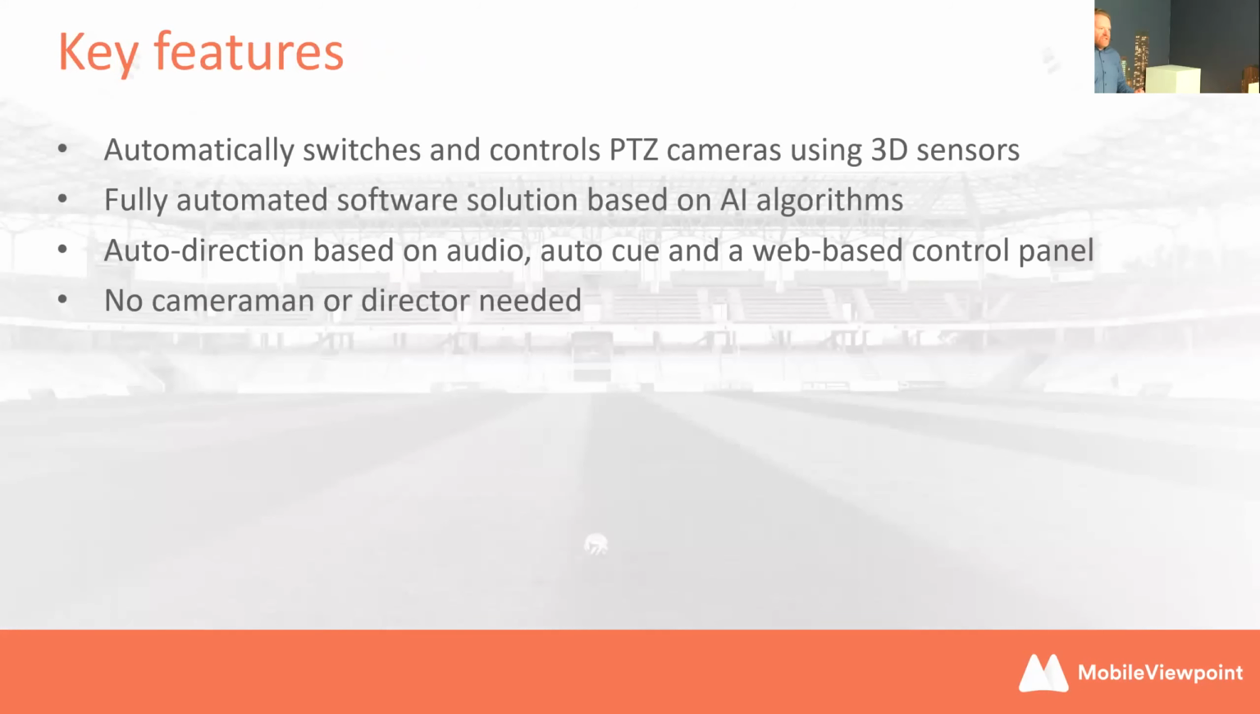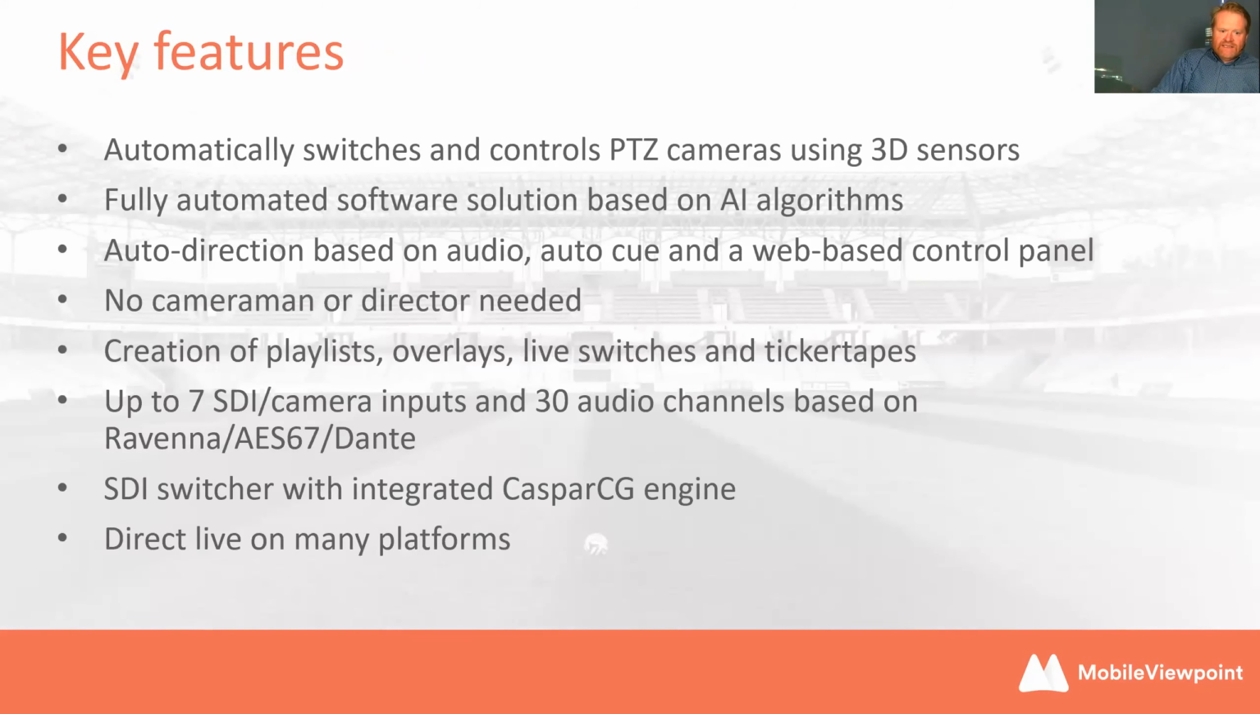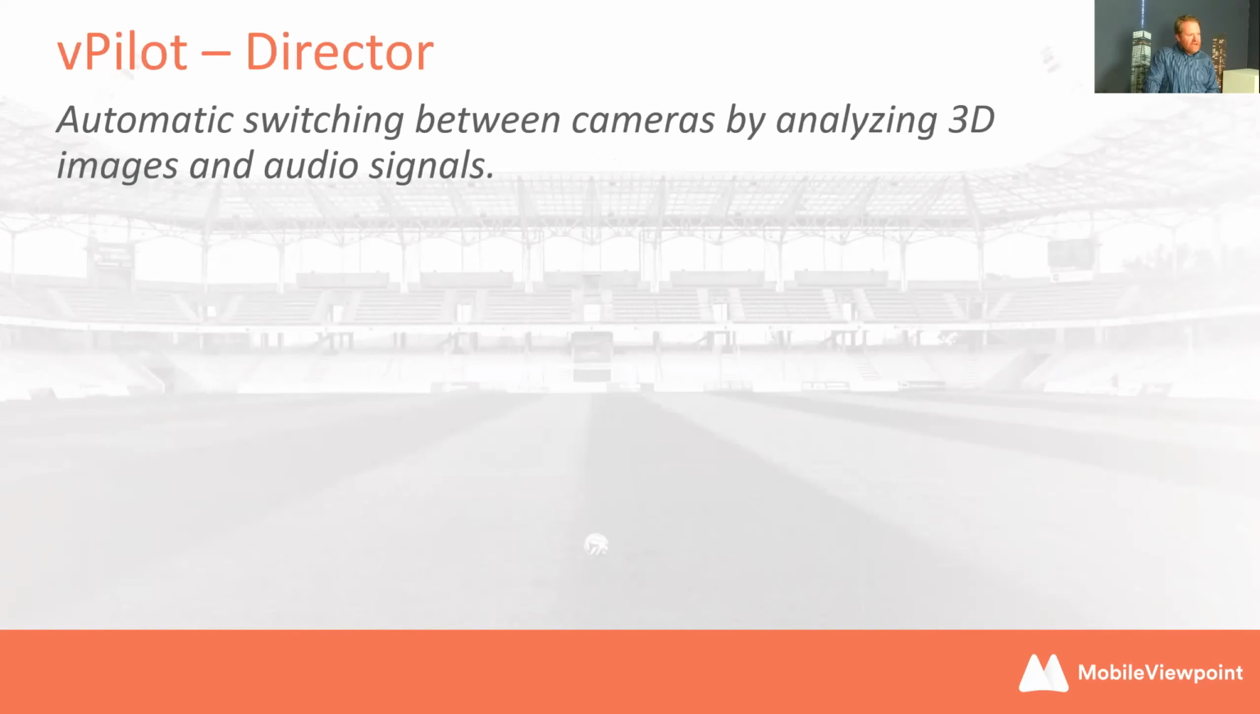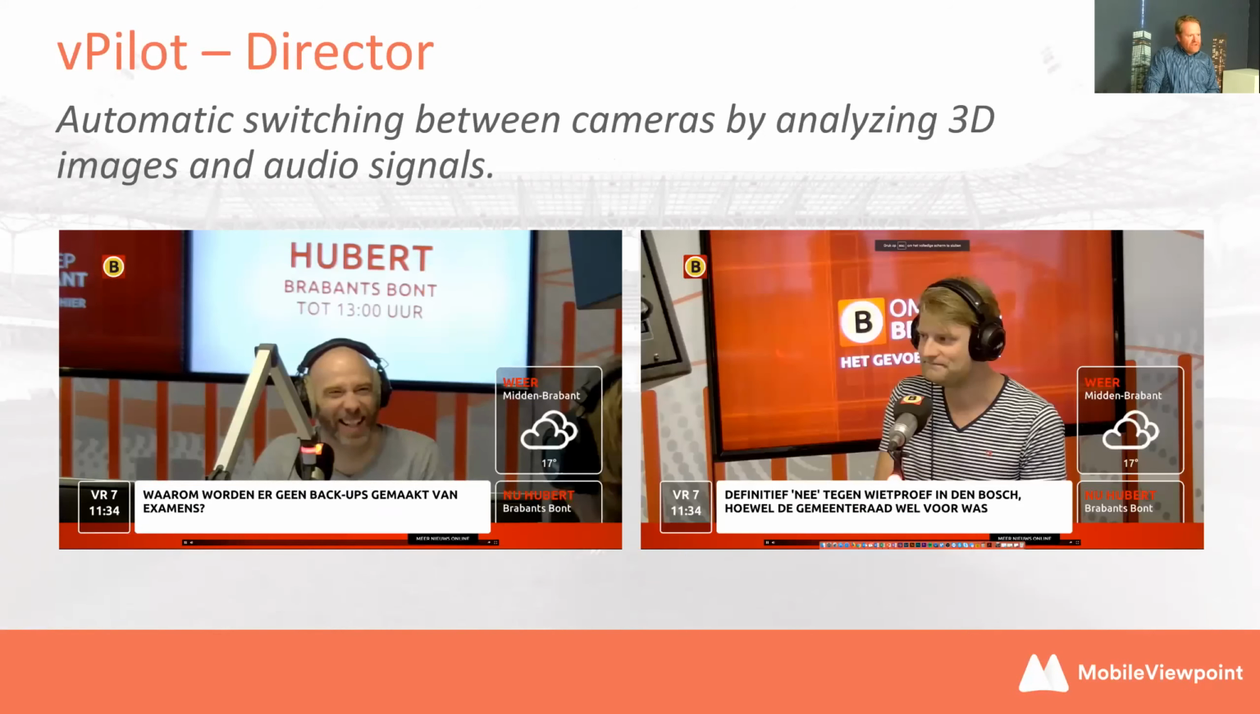So some of the key features here: it's all about the fact that you can create professional productions without the need for camera people. We support up to 7 cameras. We can talk a little more later about how many sensors you need. It depends on the size of the room. We've got full integration with a CasparCG engine. And in fact, the next slide allows me to show a little bit of this as well. Perhaps, Michelle, you could talk a bit about the next couple of slides.